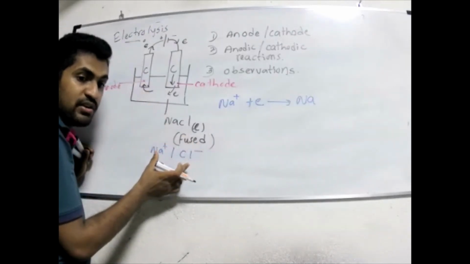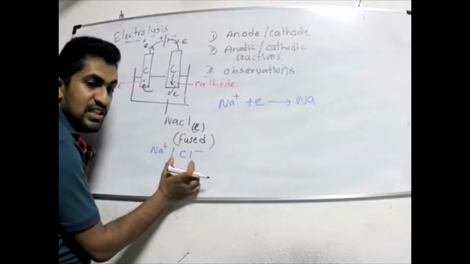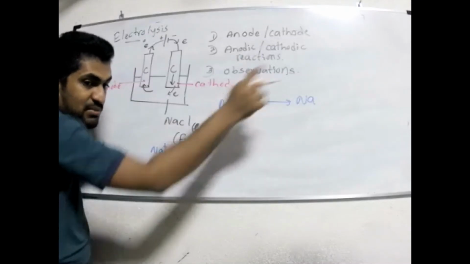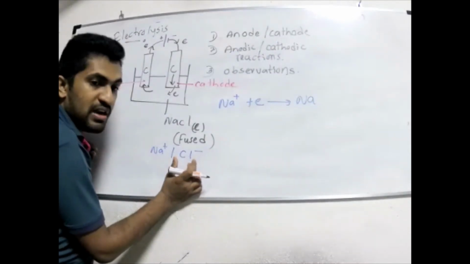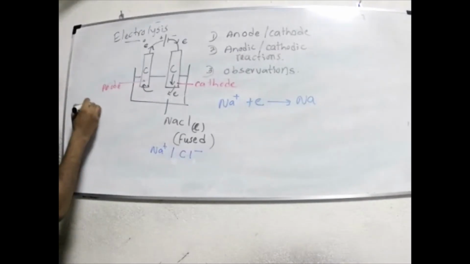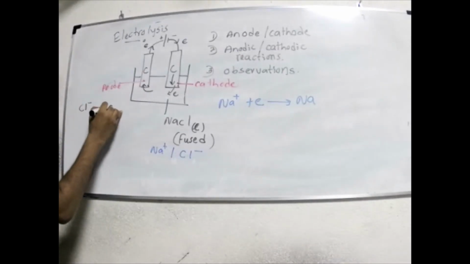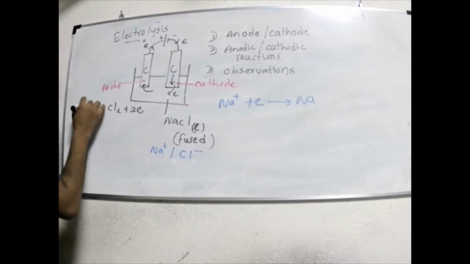Who can give the electron? The one in the solution. What is the thing in the solution which can oxidize? See it from my chemical reaction. Cl minus can oxidize and can give Cl2 and 2 electrons.